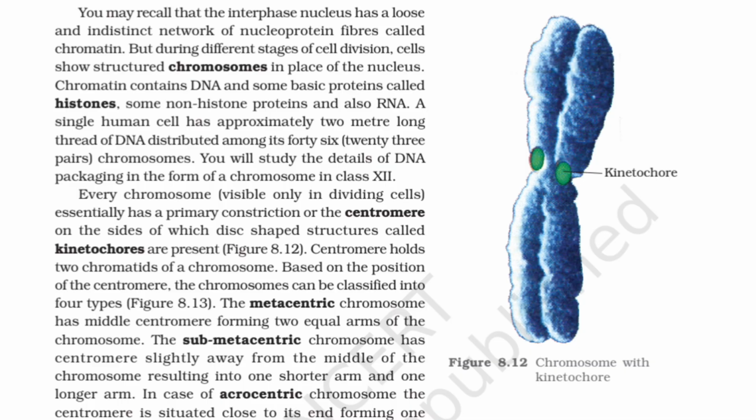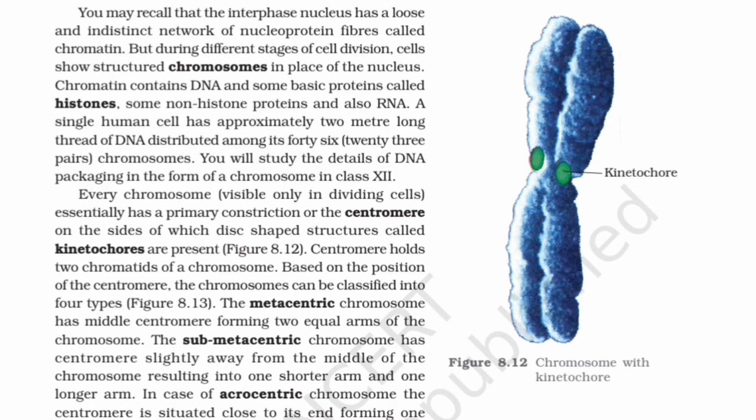Every chromosome, visible only in dividing cells, essentially has a primary constriction or the centromere, on the sides of which disc-shaped structures called kinetochores are present. Centromeres hold two chromatids of a chromosome. Based on the position of the centromere, the chromosomes can be classified into four types.